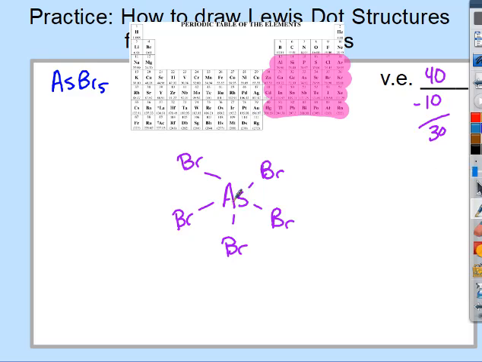So arsenic is more than fine because it currently has 10 electrons. But each bromine needs 6 more. 6 times 5 is 30. We have 30, so it should work out perfectly. So this is arsenic pentabromide. So don't freak out if you have 5 things coming off of the central atom. But at the same instance, if you ever have something that looks like this, that's going to be incorrect. You're never going to have a double or triple bond if you have an expanded octet.